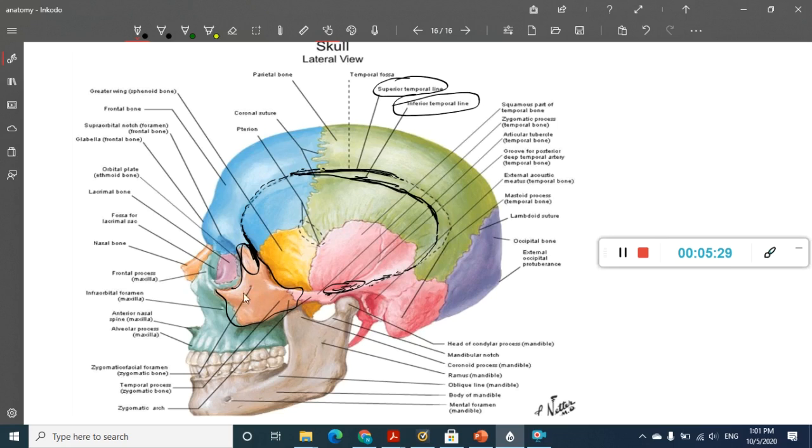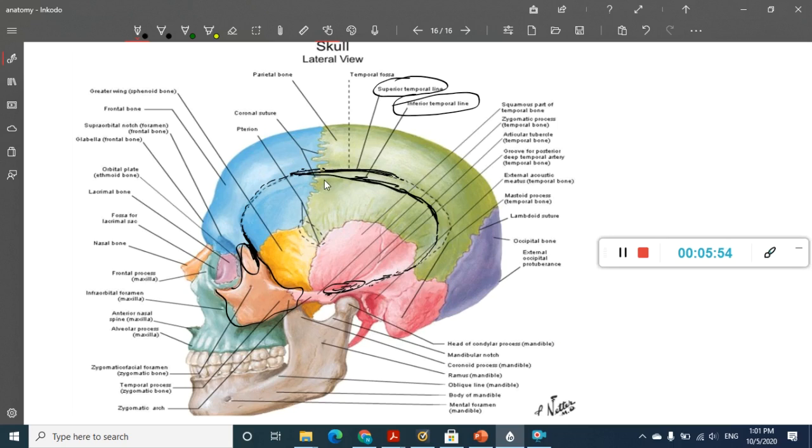So let me tell you again. If you see, this is the zygomatic bone. This is the frontal process of the zygomatic bone. From the frontal process of the zygomatic bone, a line arises and it curves, goes forward, curves again backward, and goes around the frontal bone followed by the parietal bone. In the parietal bone, it divides into two lines. One is the superior line and the other is the inferior line.